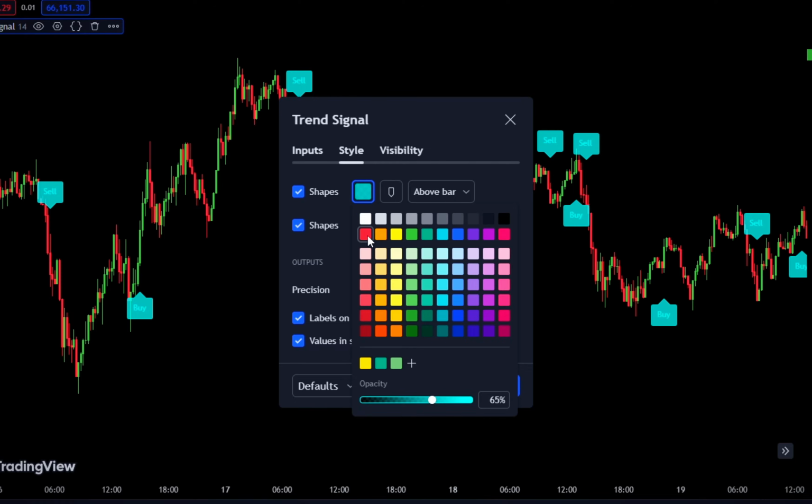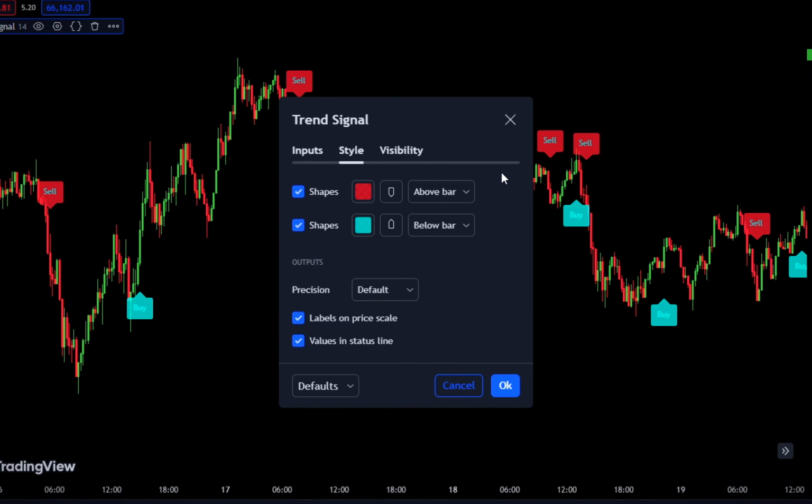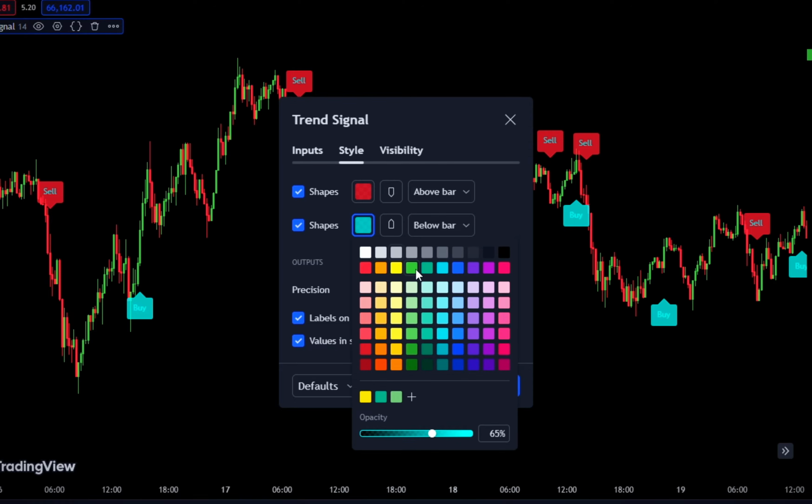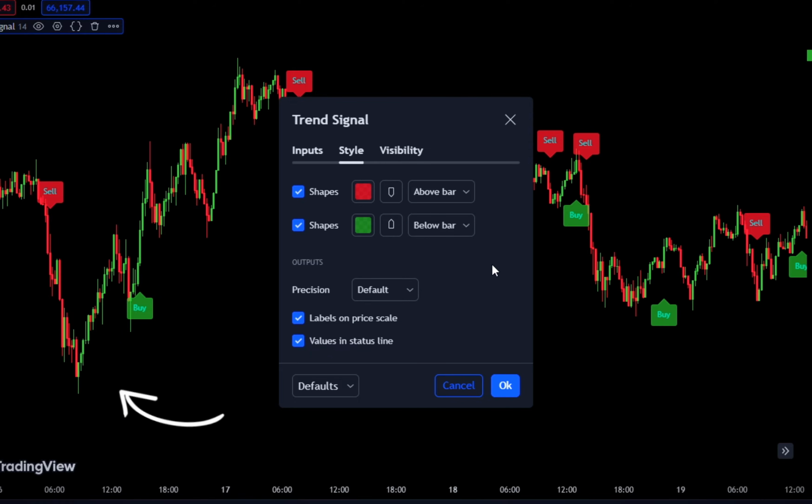Go to the Style tab and set the shape colors so they are clearly visible. For the first shape or sell shape, set the color to red. For the second shape or buy shape, set the color to green. Once done, simply click OK to confirm the changes.